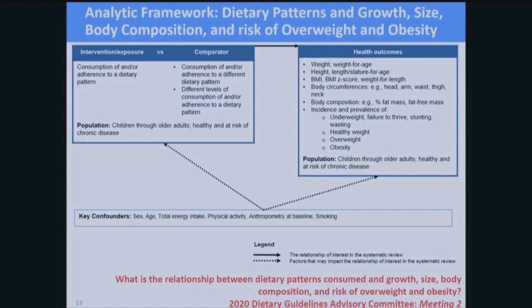The population of interest for the intervention exposure and outcomes include children through older adults who are healthy and are at risk for chronic disease. For this question, again, the committee excludes infants and toddlers, and the birth to 24 months subcommittee will be handling this. Key confounders are sex, age, total energy intake, physical activity, anthropometry at baseline, and smoking.